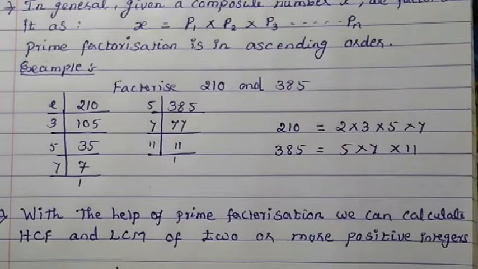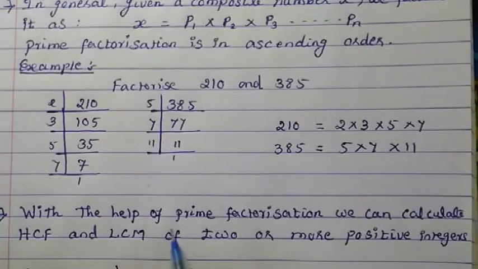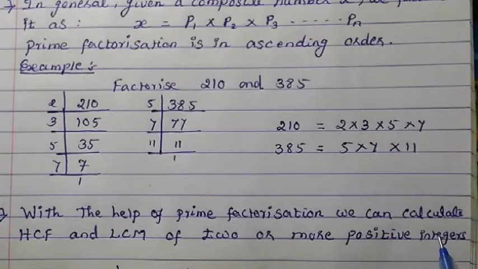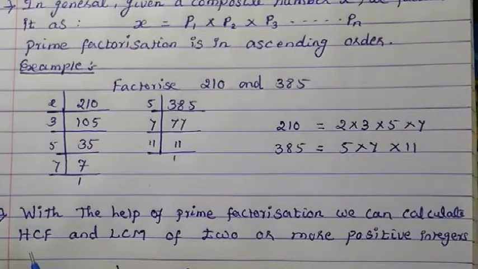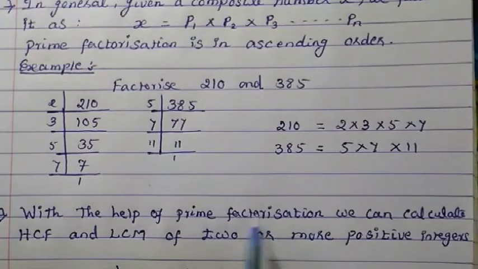Now, why do we need to learn this prime factorization? You know already the prime factorization. With the help of prime factorization, we can calculate HCF and LCM of two or more positive integers. Already I have taught you what is HCF in Euclid's division algorithm. HCF means highest common factor. But what is the difference? In Euclid's division algorithm, using Euclid's division lemma, we were calculating the HCF of only two given positive integers. But using prime factorization, we can calculate for two or more positive integers. That is the advantage of it. So HCF and LCM of two or more positive integers we can calculate using prime factorization.